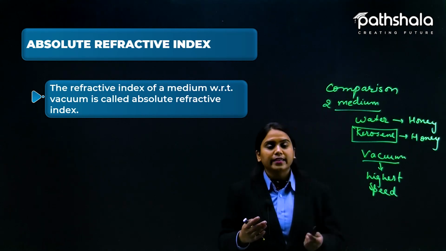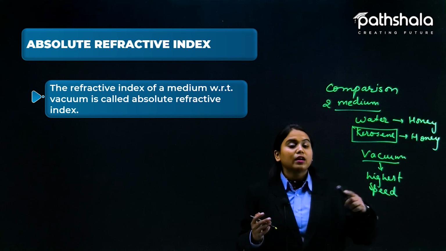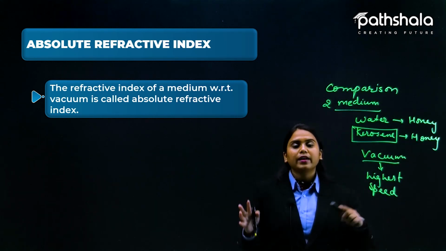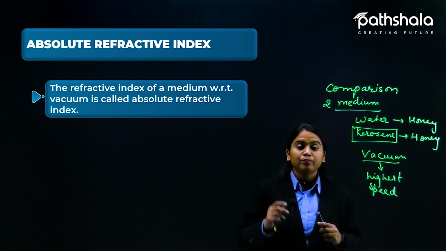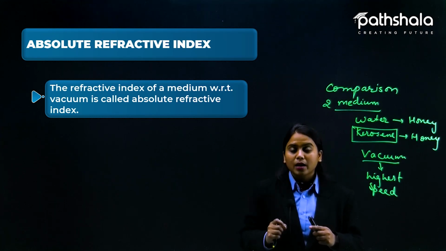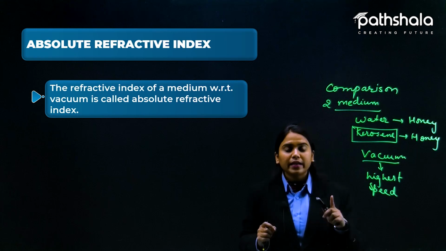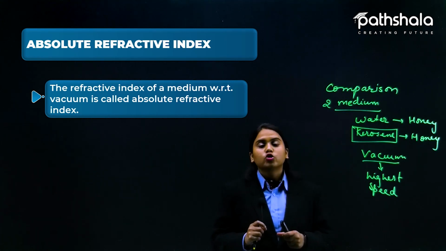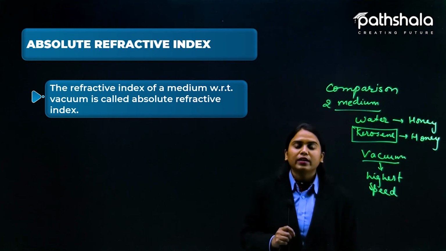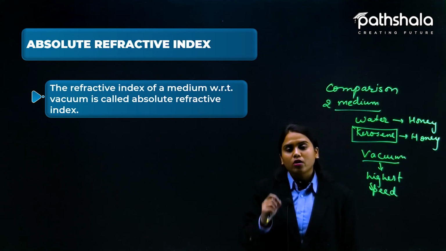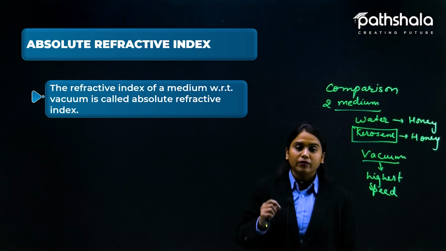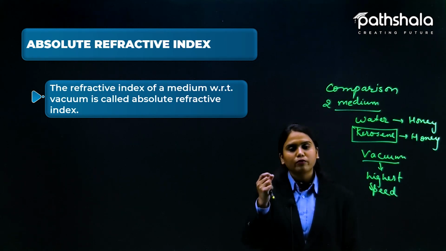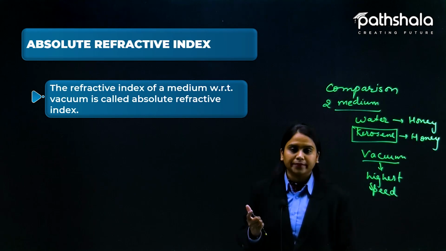Like in earlier cases of refractive index, when we were comparing one to another, every time we were getting different values of the light ray bending. But when we are comparing all of these with a single medium, that is vacuum, every time we are going to get a single value, that is the absolute refractive index. Absolute मतलब जो कि fix हो चुका है, बिल्कुल change नहीं हो सकता है.